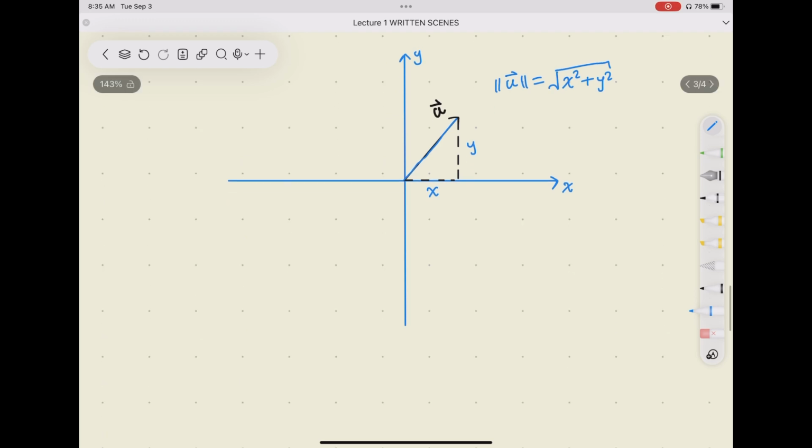Lastly, for the direction, we can use our trig identities here. Here you can see that the tangent of theta is equivalent to y over x. Hence, we can then use our inverse trig identities to get that theta equals arctan of y over x.